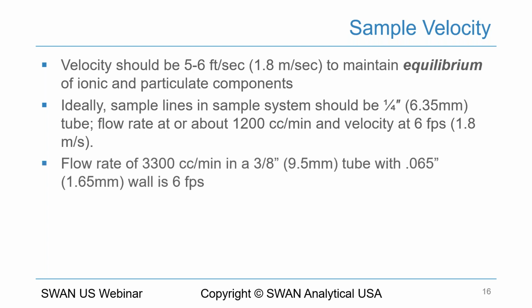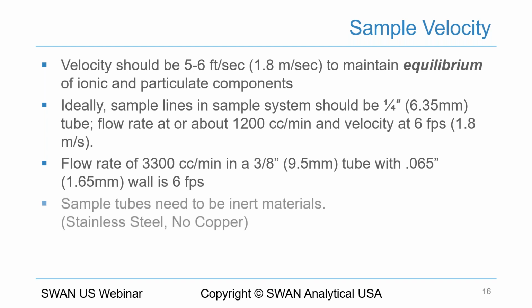If we were to use a 3/8 inch tube, we would require 3300 cc's per minute in order to get that same velocity. Because most of the samples that we're running, we're only going to need 300 to 600 cc's for the analysis being done. There's no reason to waste all of that additional water, so we typically design for 1/4 inch.